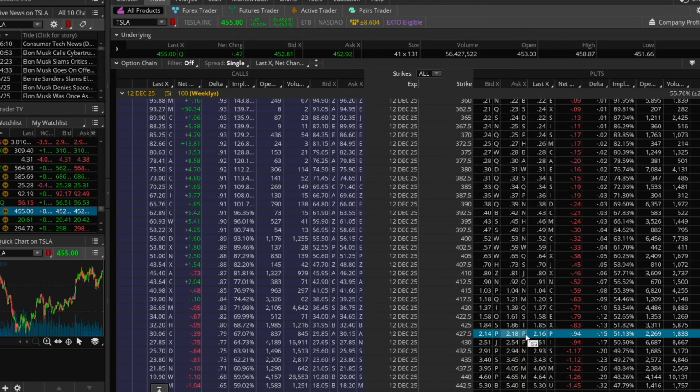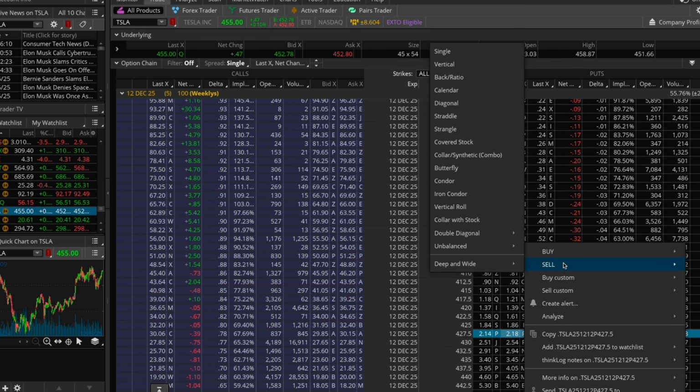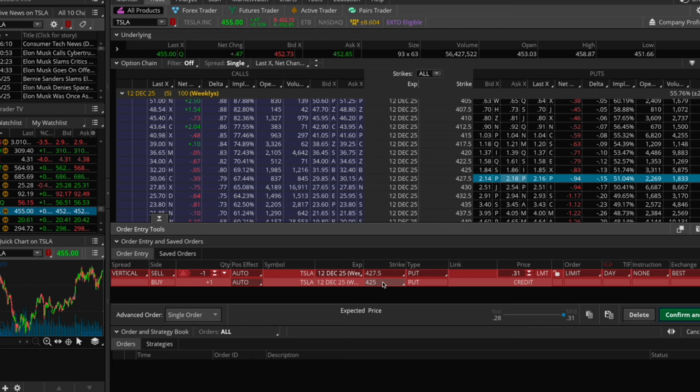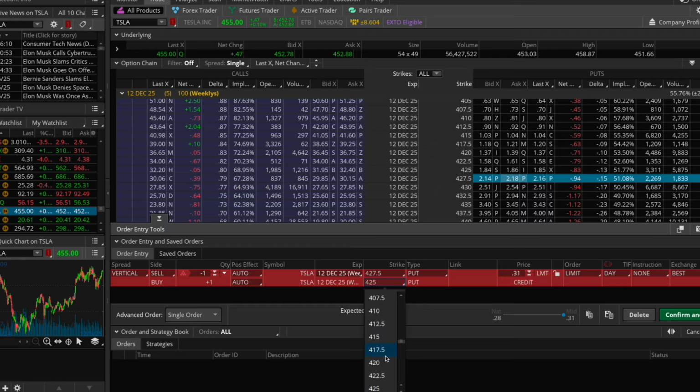Now, I'm going to show you how to input the trade on my platform, which is Thinkorswim. So I'm going to right click on the contract, go to sell, and go to vertical. That pulls up an order entry window that has two legs of the trade, and we can change the strike prices. So for example, this is selling one Tesla December 12th $427.50 put, because that's the contract that I clicked on. But if I wanted to, I can change it right here in this box. And then at the same time, we're buying one Tesla, the same expiration date of December 12th, and I'm going to change this to $422.50. And here's how you want to look at credit spreads.